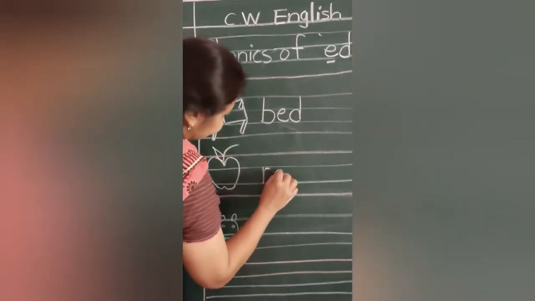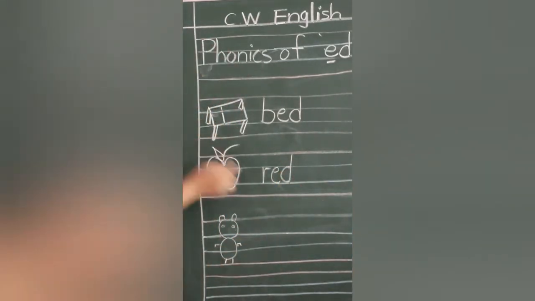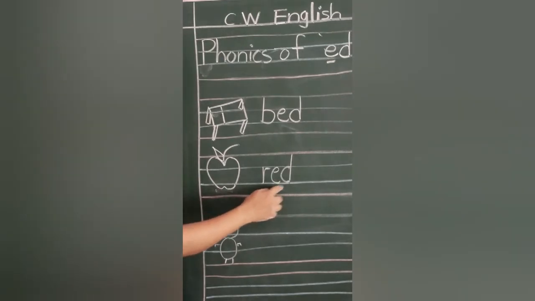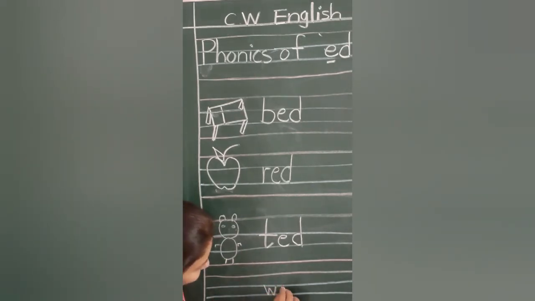Now, what is the color of an apple? Red. R says R, ED, add. R add a red. Now, which picture is this? Ted. T says T, ED, add. T add a Ted. Now, W-E-D, wed. W says W, ED, add. W add a wed.